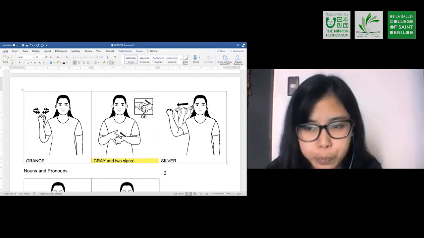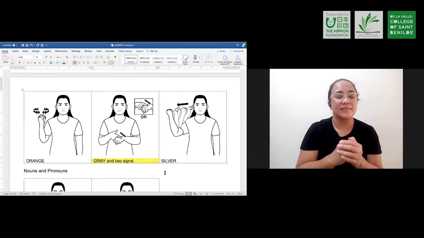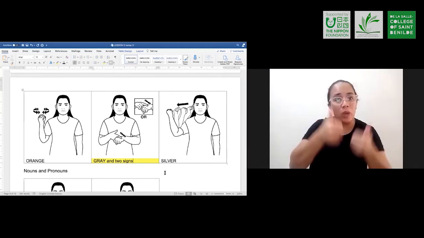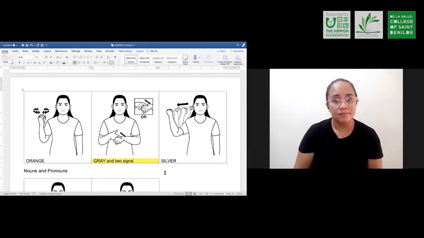Sorry, spotlight on Ember. Go ahead, Ember. So you do it again. Sorry, there's some freezing. Ray has his hand up. Ray, yes, right?